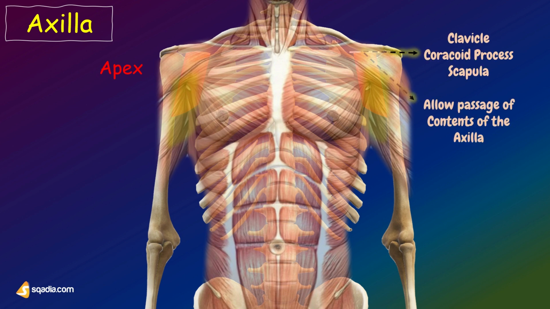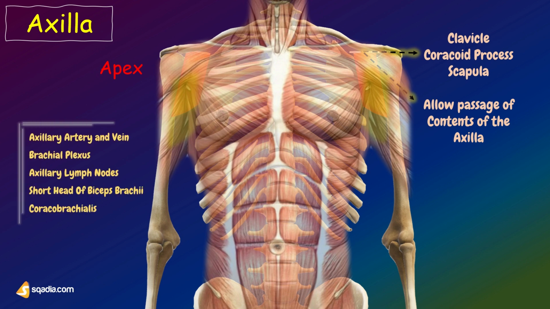Lastly, we have the superior surface, or the apex of the axilla, the borders of which are marked by the clavicle, coracoid process, and scapula. They are connected by the serratus anterior muscles. This superior boundary is open and allows for the passage of contents of the axilla: axillary artery, vein, brachial plexus, and axillary lymph nodes. The muscular contents are the short head of the biceps brachii and coracobrachialis.